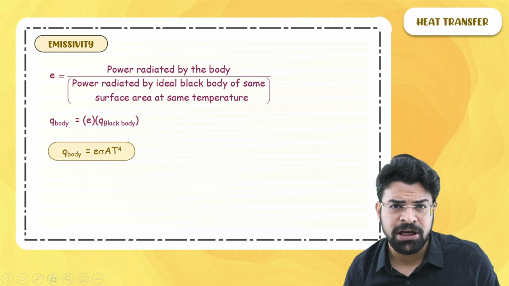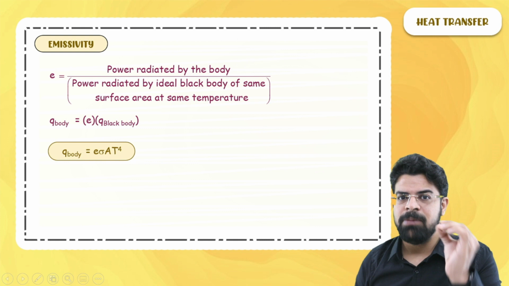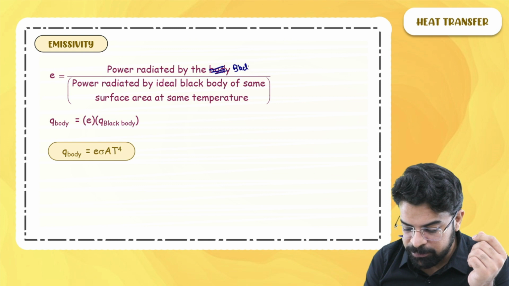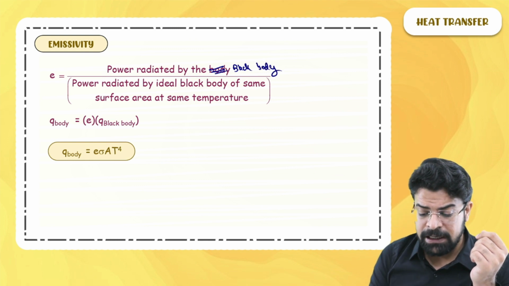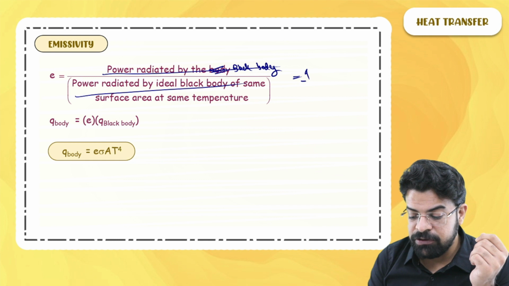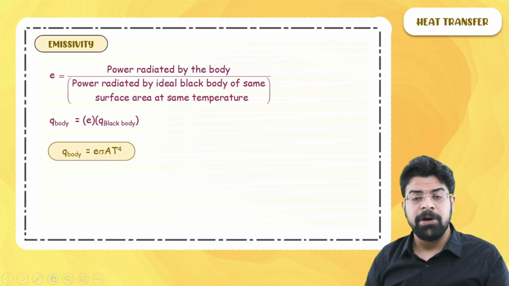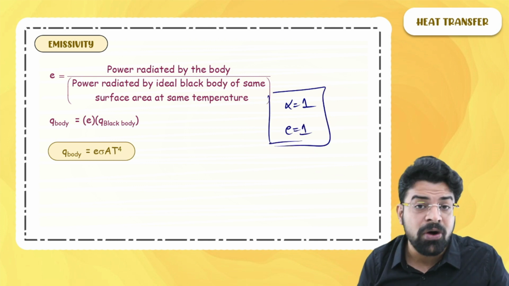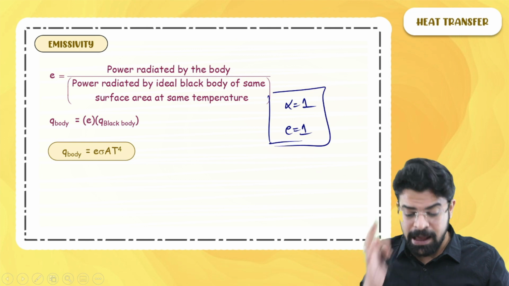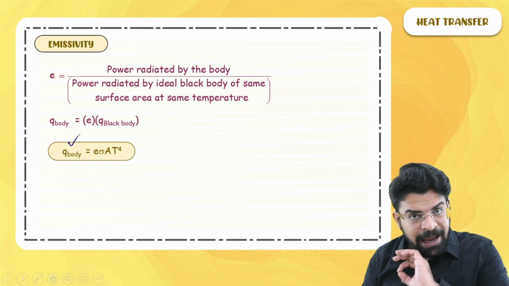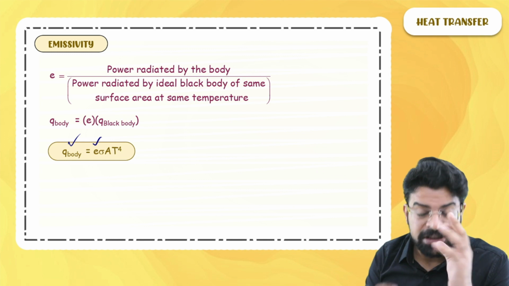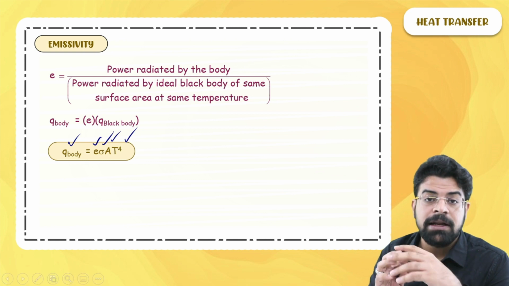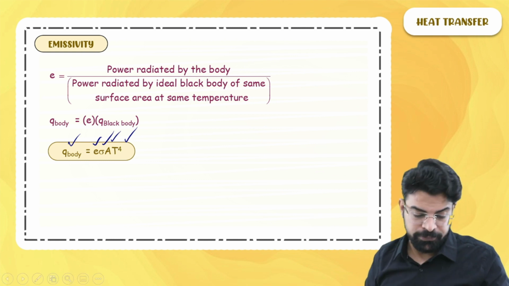Now this is the question asked. What is the emissivity of an ideal black body? So for black body, in place of body in the numerator you will write black body because you are finding the emissivity of black body, and since these two power radiated will be equal, the emissivity of an ideal black body is 1. So remember that for an ideal black body absorptivity is 1, emissivity is 1, and it makes sense because good absorbers are good emitters. So the heat radiated by any object is equal to the emissivity of its material times sigma, which is the Stefan constant, times its surface area into the temperature raised to the power of 4.